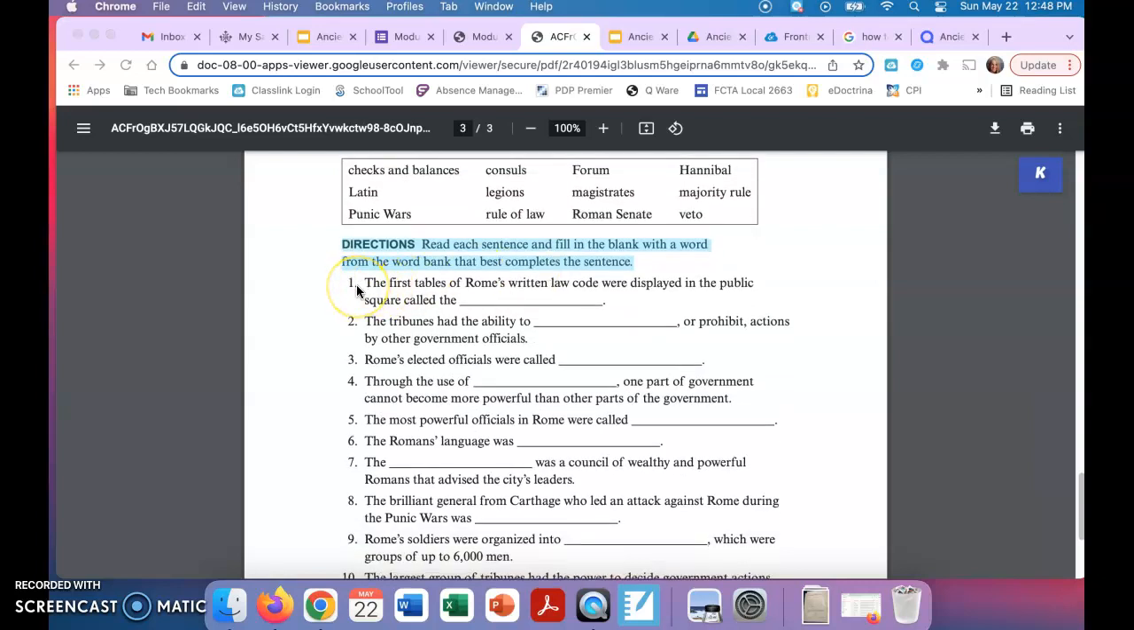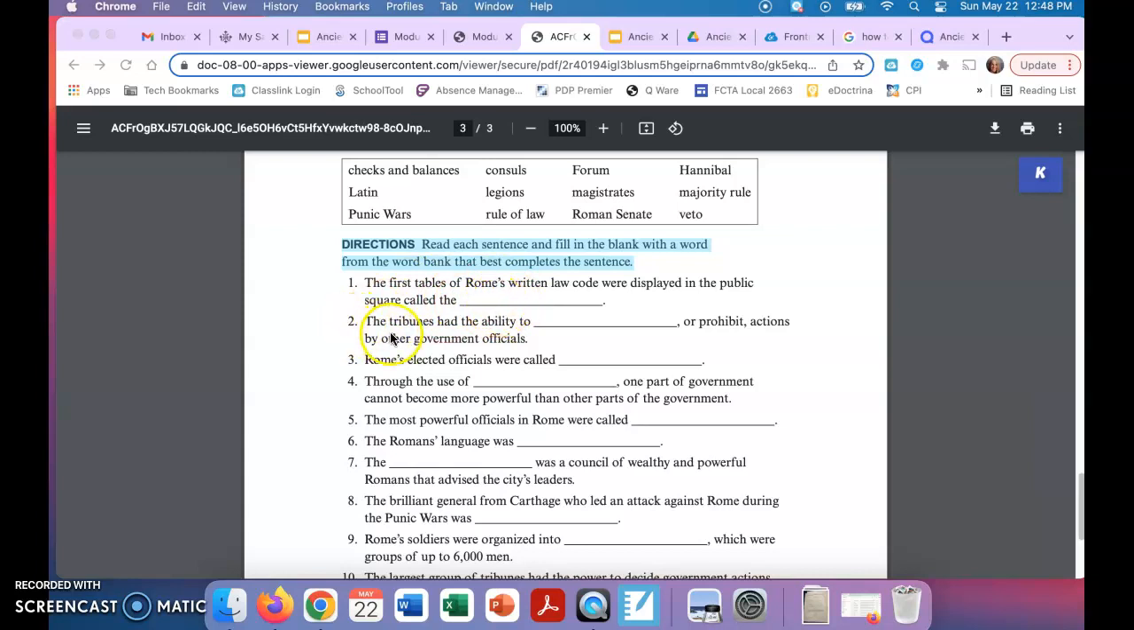So the first one, and this was one of your questions that you had to answer, number 1, the first tables of Rome's written law code were displayed in the public square called the what? Oh, I'm sorry. So what was that public square called? I was thinking the law, the table of 12 or the 12 tables. But what was that public square called?